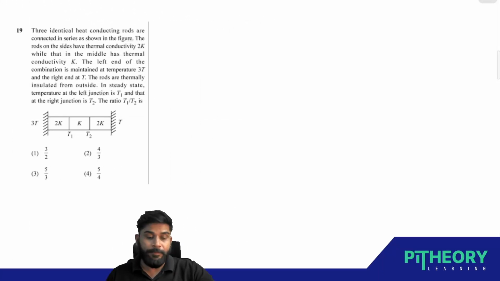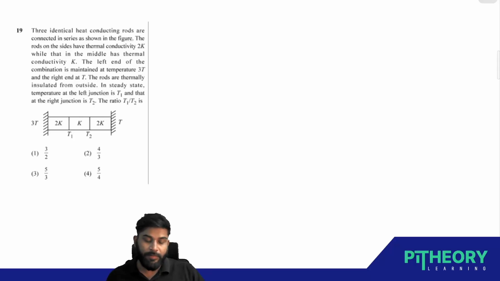Question number 19. We have three identical heat conducting rods that are connected in series as shown in the figure. The rods on the sides have thermal conductivity 2K, while that in the middle has thermal conductivity K. So 2K and K. The left end of the combination is maintained at a temperature 3T and the right end at temperature T. The rods are thermally insulated from outside. In steady state, the temperature at the left junction is T1 and at the right junction is T2. Correct. What is the ratio of T1 by T2 is what we need to find.